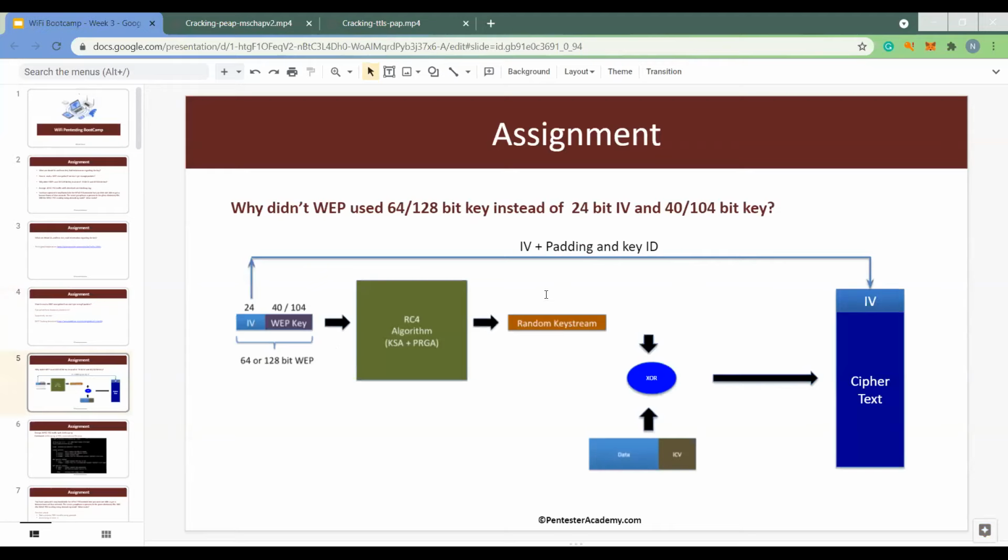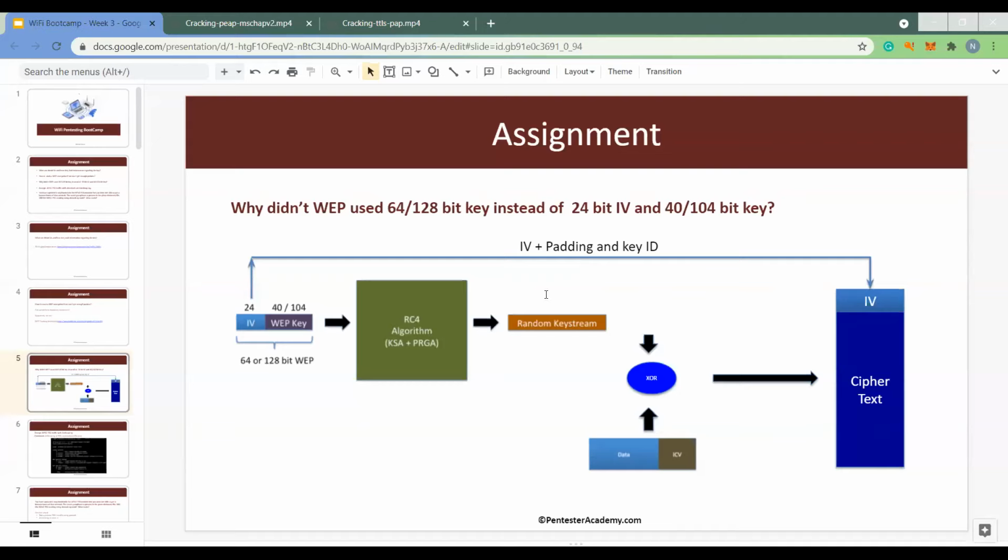The third question was why we are not using WEP with 64 or 128 bit key directly, instead of taking 24 bit of IV and then taking 40 or 104 bit of static WEP key, right? So why not directly go for the 64 or 128? I think by looking at this construction here, how WEP encryption works, it will be very clear to you.